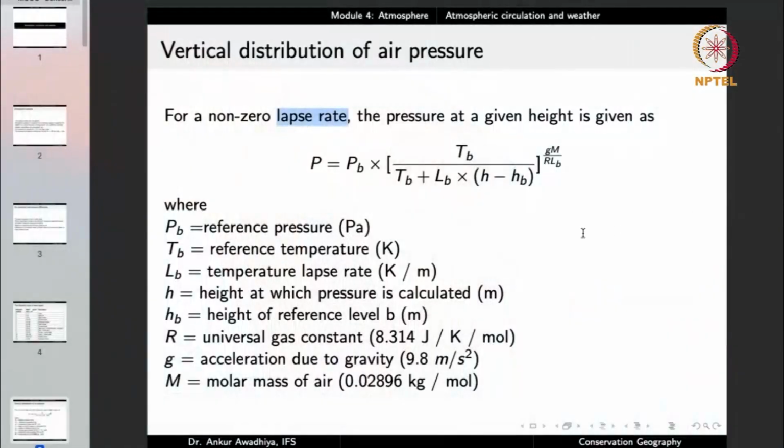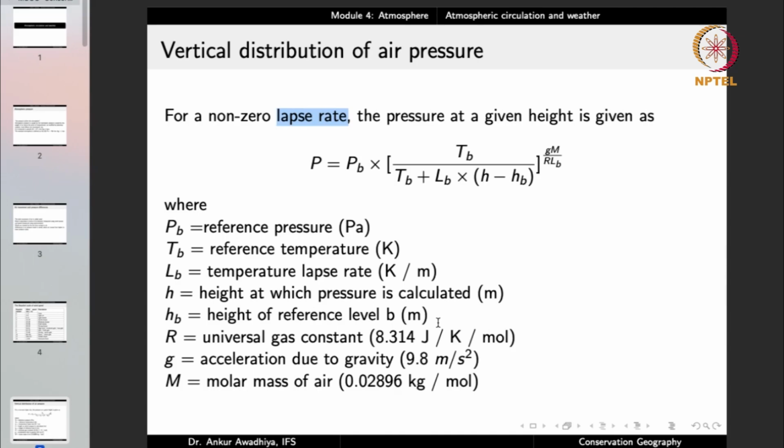And so the amount of pressure that you will have in an area will not only be governed by the altitude, but also by the lapse rate on that particular planet or celestial body. So we write pressure is equal to PB, which is the reference pressure, multiplied by TB, the reference temperature, divided by TB plus LB, the temperature lapse rate, into H minus HB, which is the height at which the pressure is calculated minus the height of the reference level.